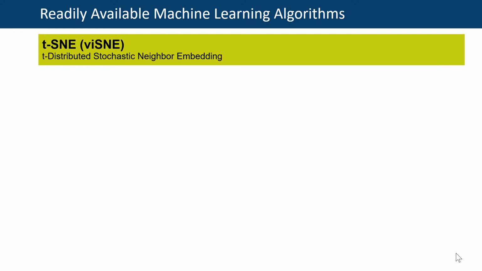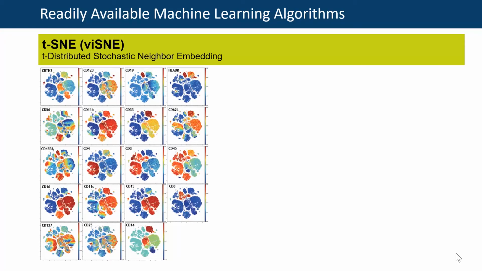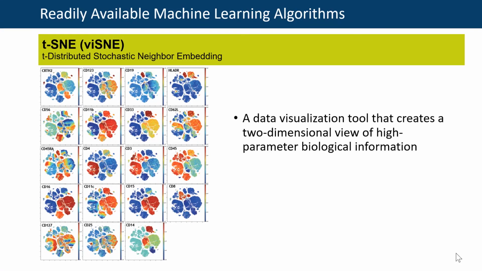The next algorithm is TSNE, also known as Visney within our platform, since we're doing an approximation of TSNE. And that stands for T-distributed stochastic neighbor embedding. And TSNE is actually a dimensionality reduction method. So what that does is it takes all of your different dimensions of your data and it reduces it down to 2 dimensions, TSNE 1 and TSNE 2. And what that means is it creates these really great visual representations of your data.